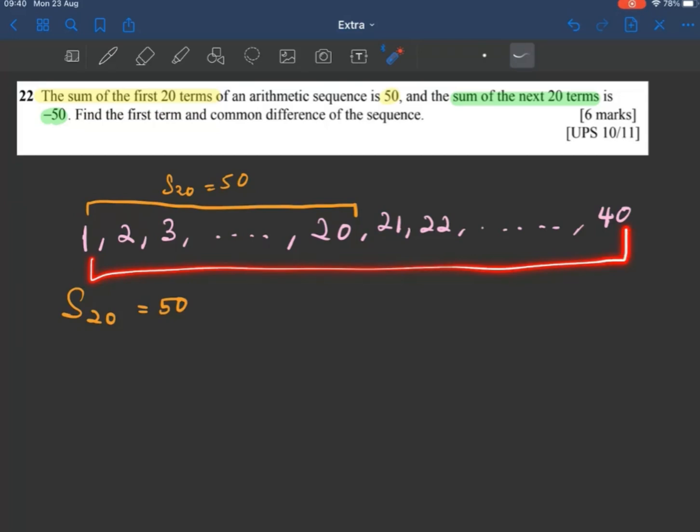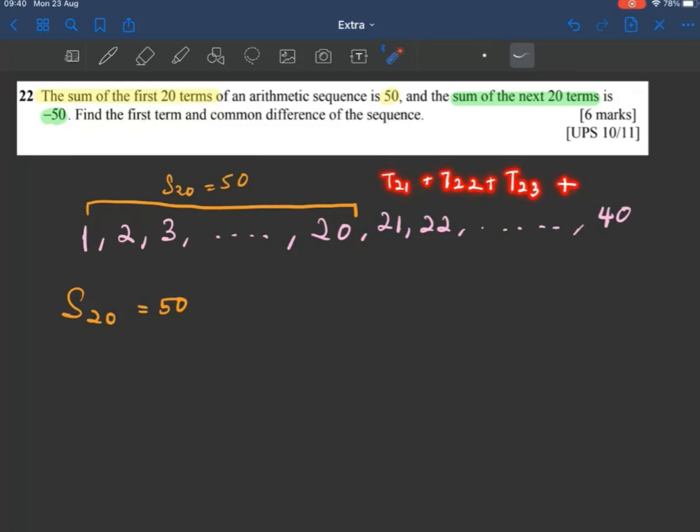Tapi soalan kata sum of the next 20 terms, which means kalau kita tambah term yang mana? Sum of the next 20 terms tu ialah 21 until 40, yes, T21 plus T22 plus T23 sampailah plus ke T40. Okay, so itu ialah sum of the next 20 terms. Kita tahu ini ialah negative 50.